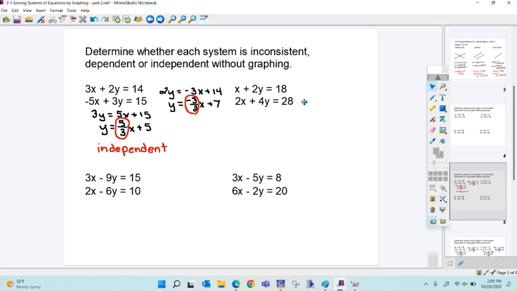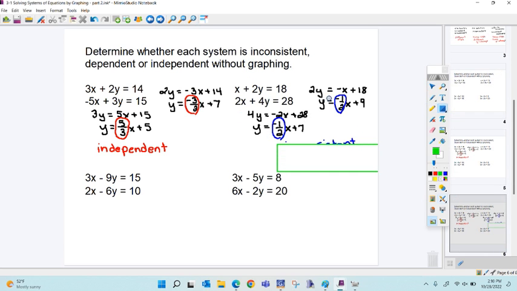Okay, so right here, when we solve for y, get the y by itself. Take a second to do that. So we take away x from both sides. We divide by 2. Here we take away 2x from both sides. We divide by 2. We get this. Y is negative 1/2 x plus 9. Y is negative 1/2 x plus 7. I know you guys know how to solve for y.